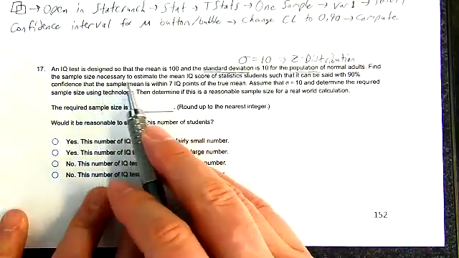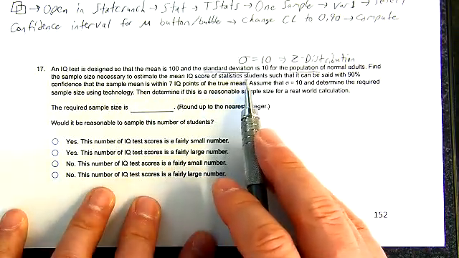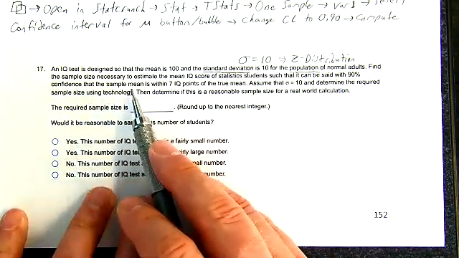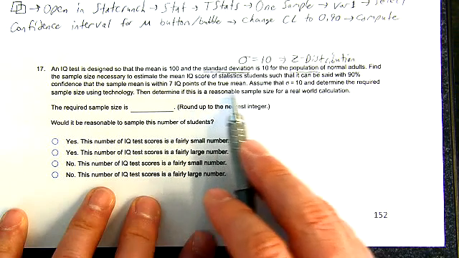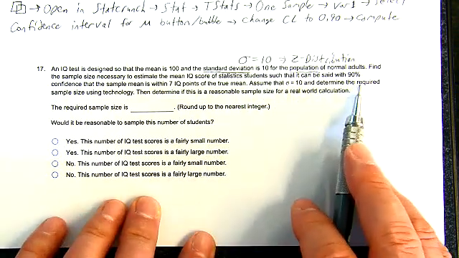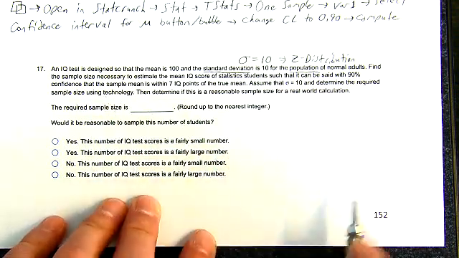Find the sample size necessary to estimate the mean IQ score of statistics students such that it can be said with 90% confidence that the sample mean is within 7 IQ points of the true mean. Assume that sigma is equal to 10. We already identified that. And determine the required sample size using technology.